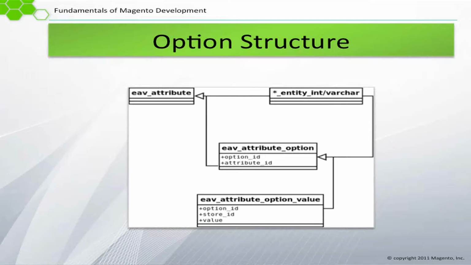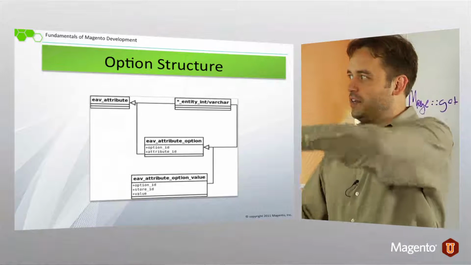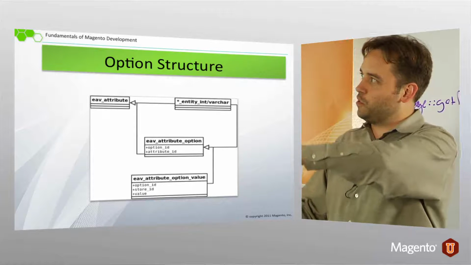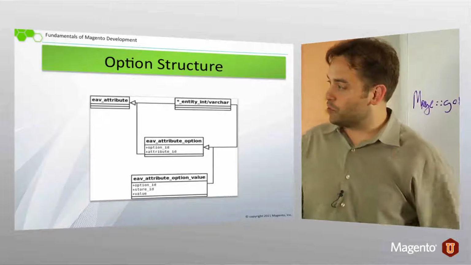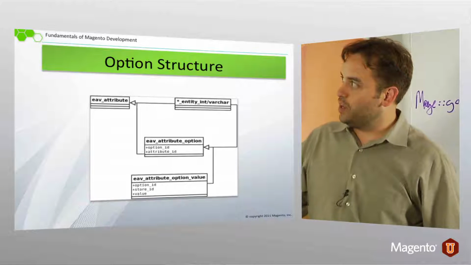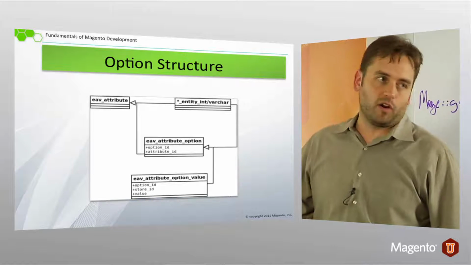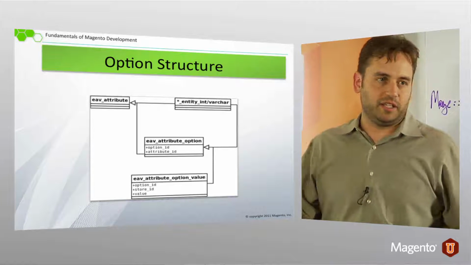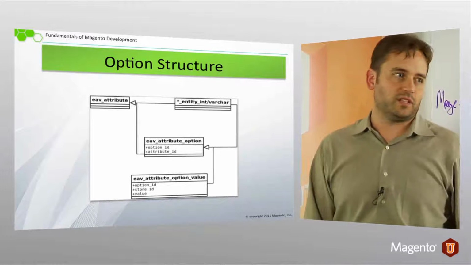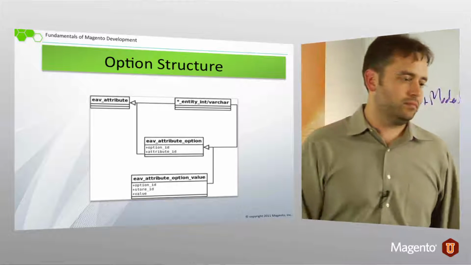And real quickly, because I had nowhere else to put it, the option structure. Well, you've got your EAV attribute, and then, all right, attribute option value. That's this funky connection here, and then based on what we have, we'll store this value in the entity integer or the entity varchar table. Okay, that's that funky comma separated deal.